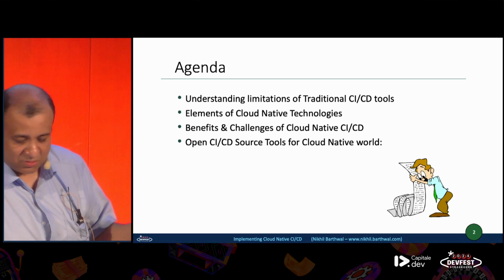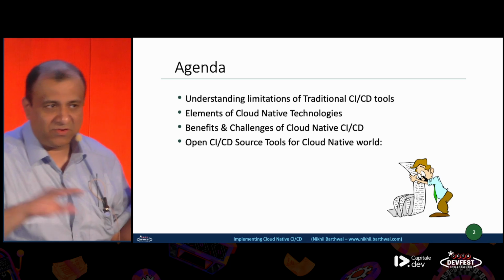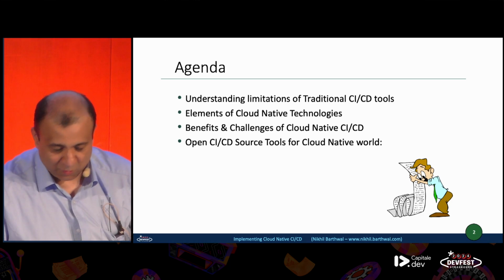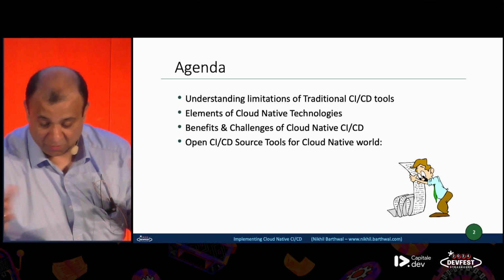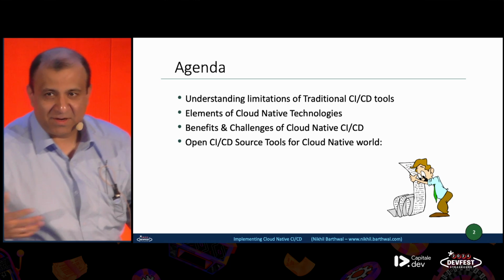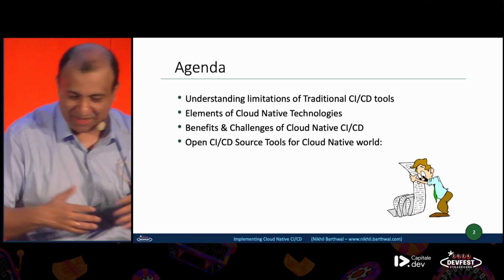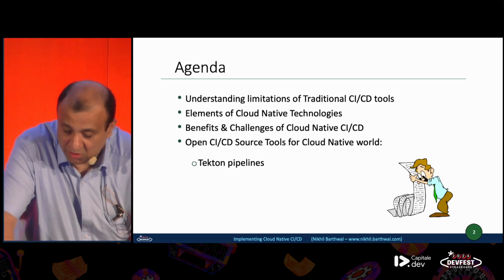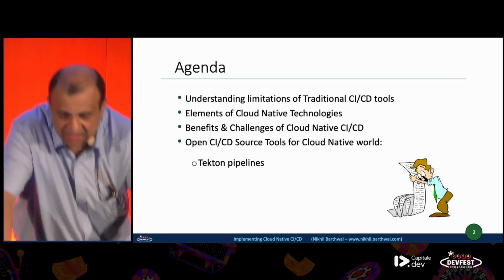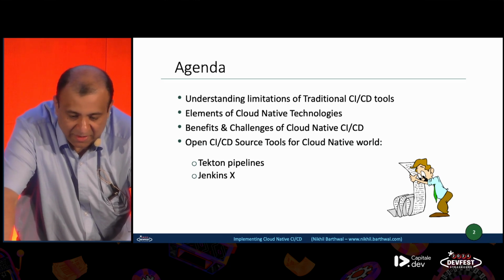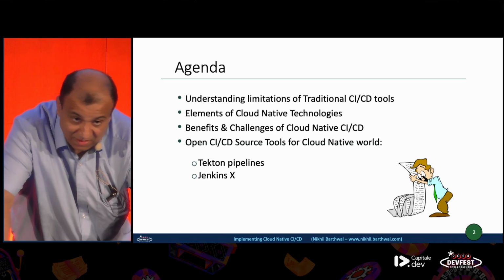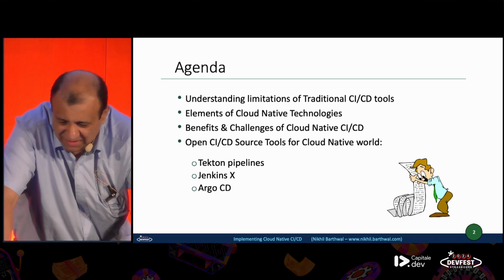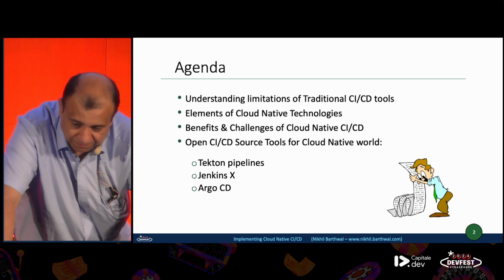Now, this is a big space. So what I've basically done is I've picked the 3 most popular open source tools that are there. If you were to Google, there are a lot of open source tools and a lot of proprietary tools. In the given amount of time, I obviously don't have time to cover all of them. So I just picked the 3 most popular ones: Tekton Pipelines, which is both a CI/CD framework and tool. I'll talk about Jenkins X, which FYI is very different from Jenkins. And I'll talk about Argo CD, which is more on the deployment side of it.